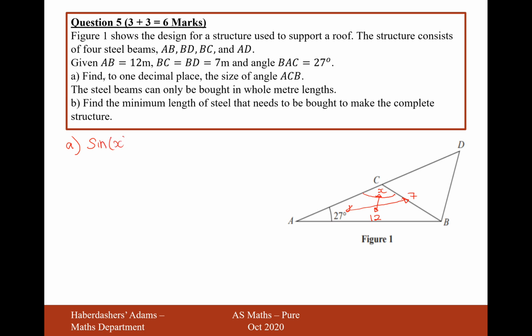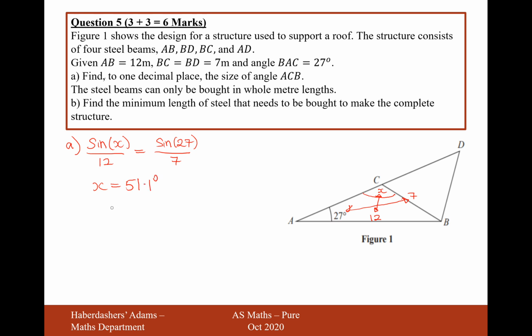So my version of the sine rule is going to be the one with sine on the top. So sine x over 12 equals sine of 27 over 7. So if you work out the right hand side, times it by 12, and then inverse the sine. Let's do that on the calculator. Sine 27, close brackets, divide by 7, equals, then multiply by 12, then inverse the sine, and you get 51.1.